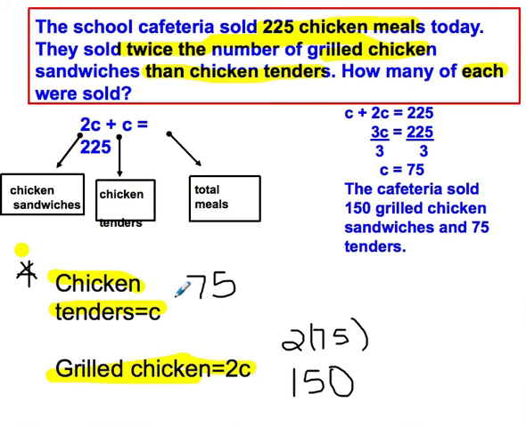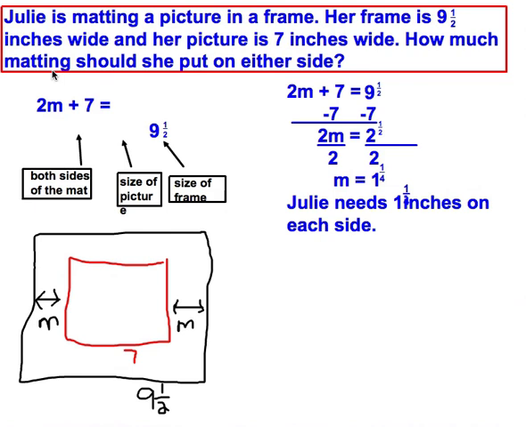And you always want to go back and make sure you've answered the question. So in the question it says, how many of each were sold? So we answered the question by saying 75 chicken tenders and 150 grilled chicken. But sometimes they'll only ask for one or the other, so you want to make sure that you're reading the question. Let's try another one.